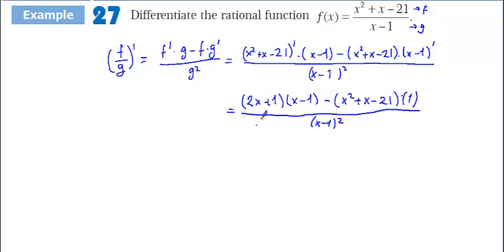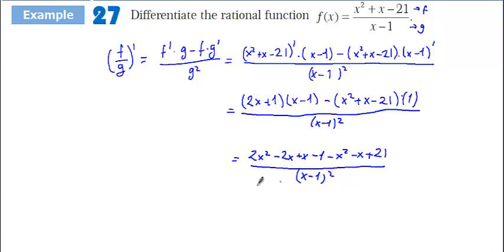So I'm going to multiply these: 2x times x is equal to 2x squared. 2x times minus 1 is going to be minus 2x. 1 times x is equal to plus x. 1 times minus 1 is going to be equal to minus 1. Then minus x squared minus x plus 21 is going to be over x minus 1 square. Here this is the last part.